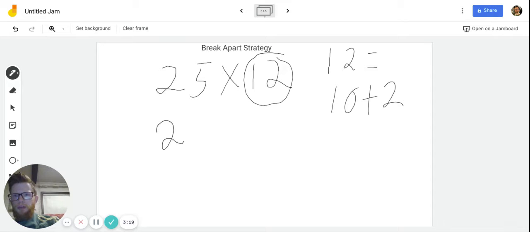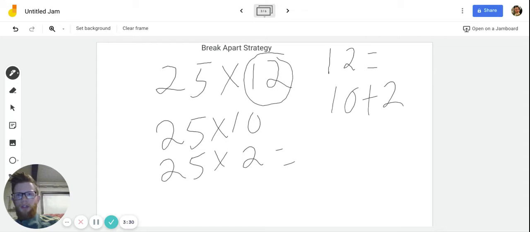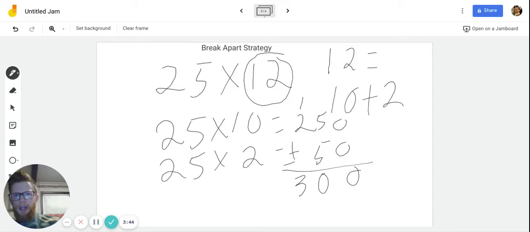So I do 25 times 10, and then 25 times 2. Okay, so I know that 25 times 10 is 250, and then 25 times 2 is just 50. I add these together, and I get 300. Okay, so that's the break apart strategy. So you can break one of the numbers apart and just do, right, 25 times 10, 25 times 2, because 12 equals 1 ten and 2 ones. All right, let's go on to another one.